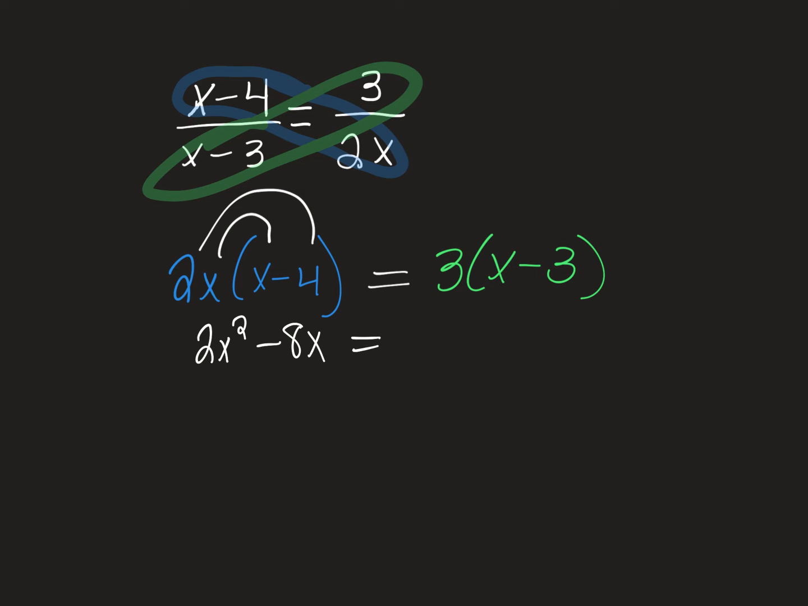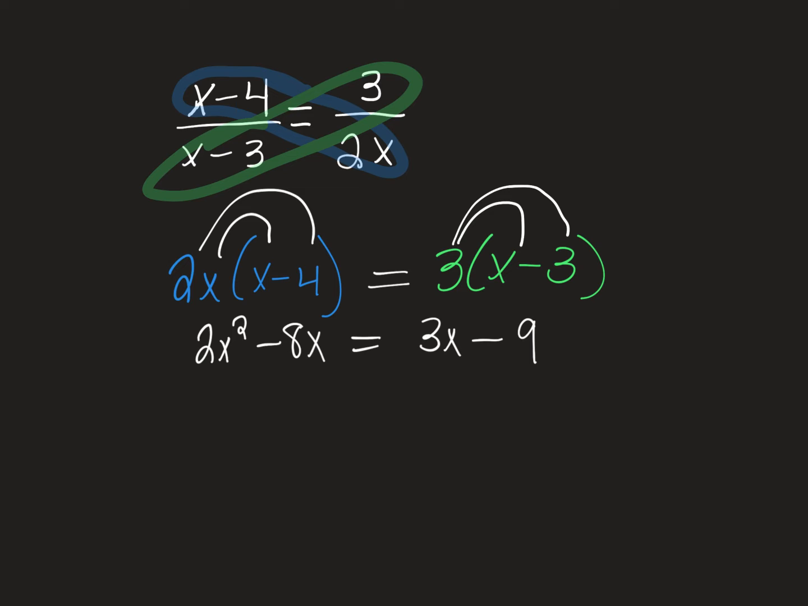Did we do this in another one? Yes, we distributed. We just have an x on the bottom this time. That's what's changing. Then we take 3 times x to get 3x, and 3 times negative 3 to get a minus 9.